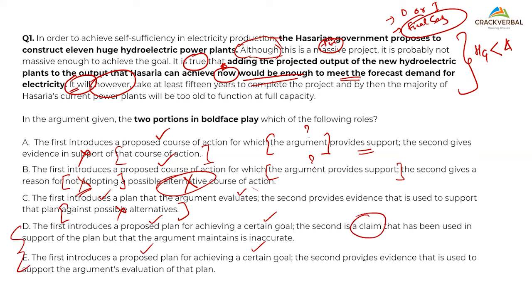Second is a claim. I am saying it is true that adding this. Can I call it a claim? That is my first question. Students who've selected D, many students have selected D, right? So can I call it a claim? I can't call it a claim, right? I am saying it is true that adding this can. He's not just randomly claiming. Now still, suppose you couldn't, I'm fine. That has been used in support of the plan, but that the argument maintains is inaccurate.